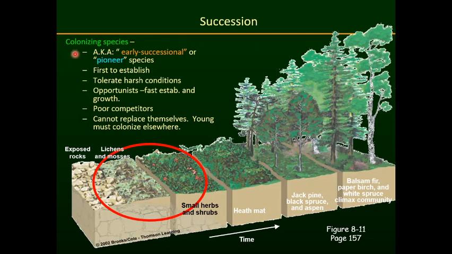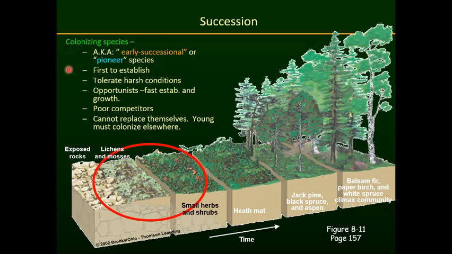Some ecological textbooks or ecologists will call them early successional species, or we'll call them pioneer species. I'm sorry, you've got 3 different terms for that. I will try to be consistent and call them colonizing species, but I promise you there'll be a few times I'll call them these other categories, okay? AKA stands for also known as.